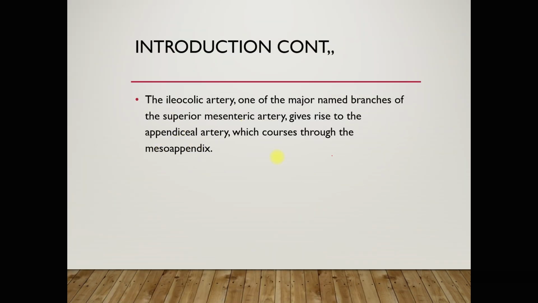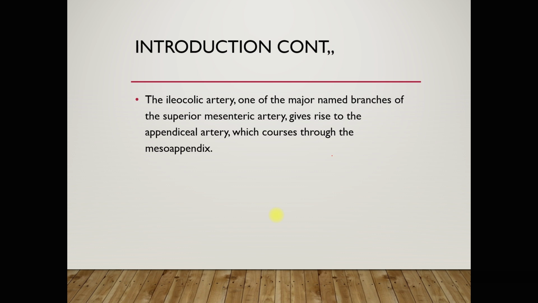Now let's see the arterial supply of the appendix. The ileocolic artery, one of the major named branches of the superior mesenteric artery, gives rise to the appendiceal artery, which courses through the mesoappendix. As we said previously, the appendix is a midgut organ, so structures of the midgut are supplied by the superior mesenteric artery.